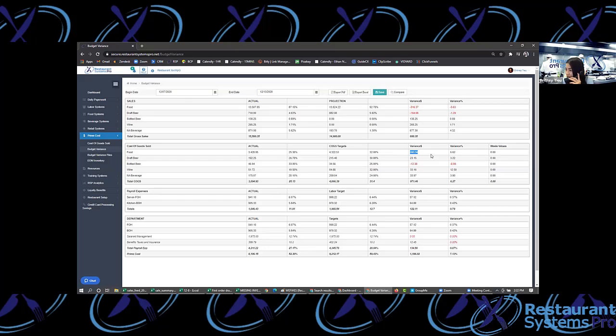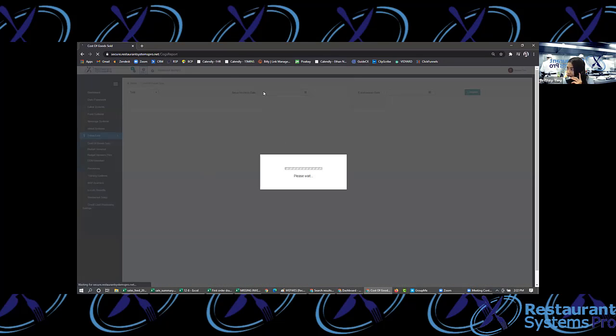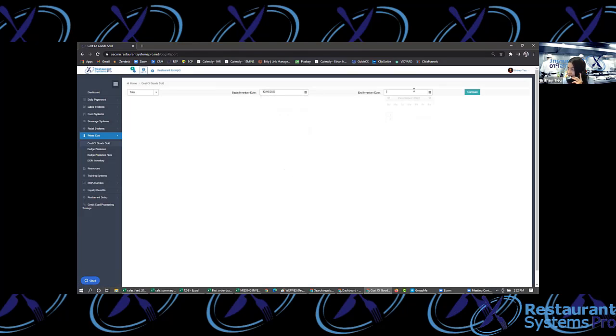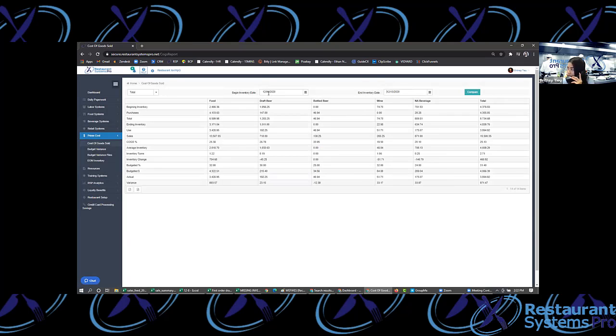And so there's two things that you could do right now. After you've analyzed the budget variance report, you could go straight into the usage report. But if there's something that you're still not understanding why it's off, I like to look at the cost of goods sold under prime cost. And for this one, you pull it Sunday to Sunday instead of Monday through Sunday. So I'll pull the 6th through the 13th. And this gives you a full breakdown of your inventory.